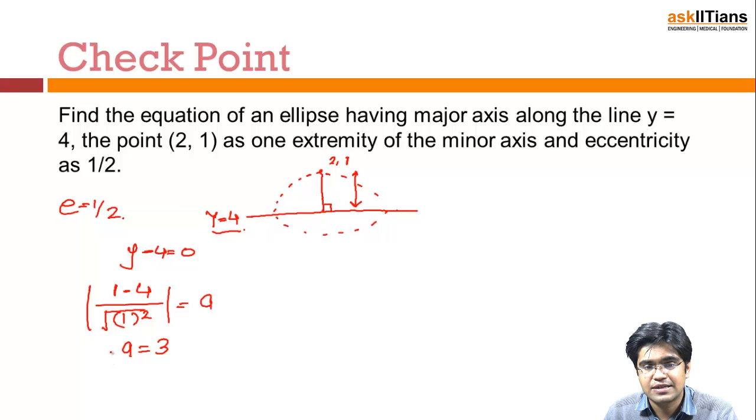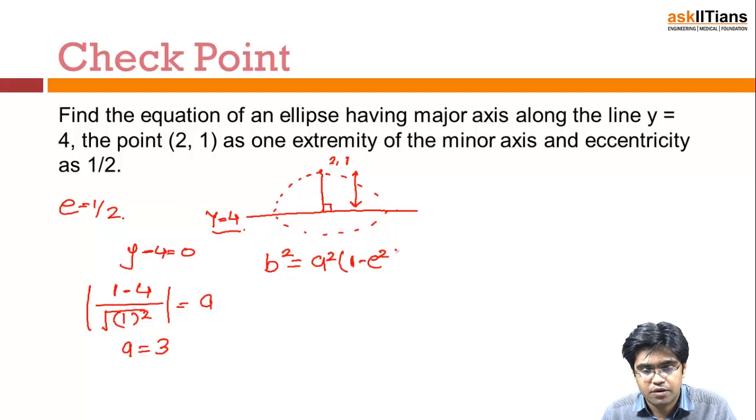Now why have I called it a? It's because this line is parallel to the x-axis. So if a is 3 and this is parallel, I am taking b as the semi-major axis, because this one is the semi-minor axis. Now I know the relation: b square equals a square into 1 minus e square. Sorry, I have done it the other way. It's a square equals b square into 1 minus e square.